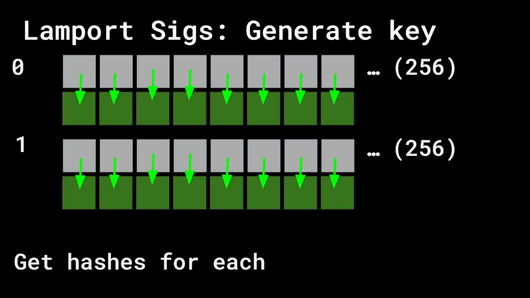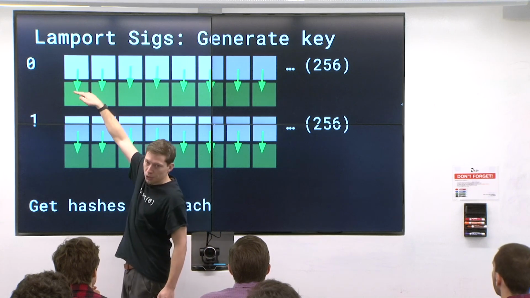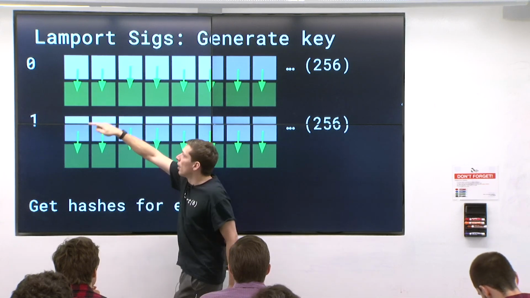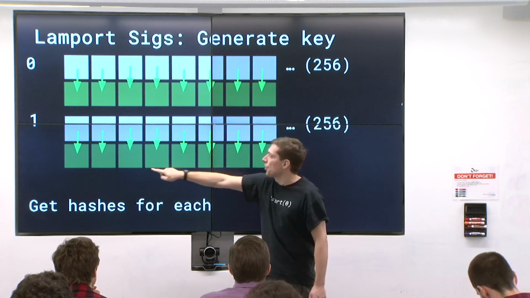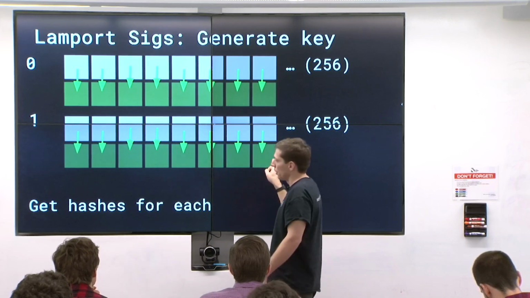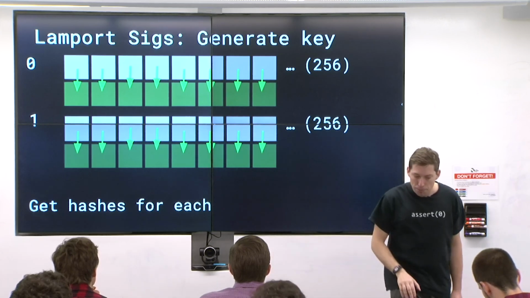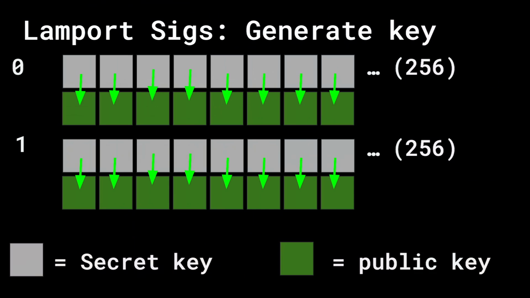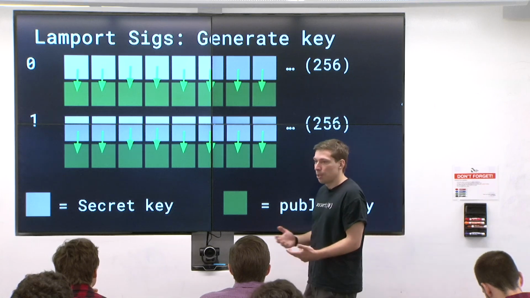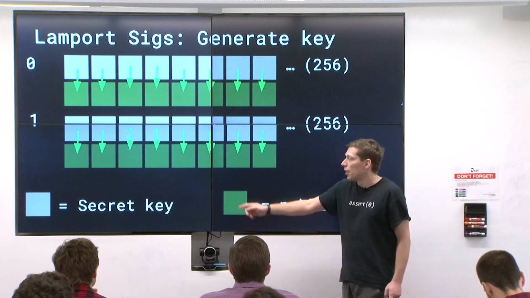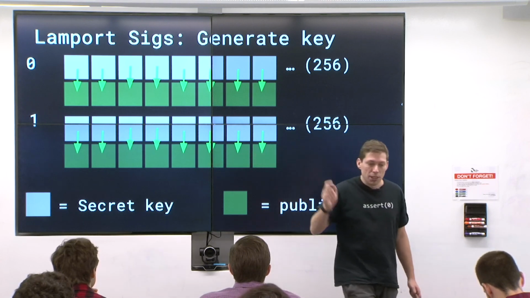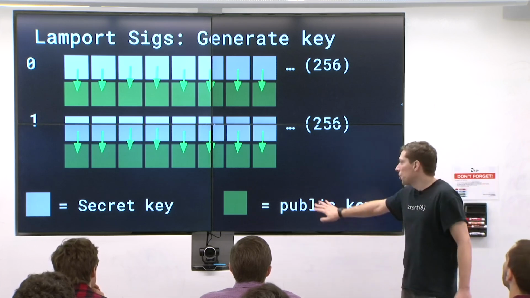Then I want to generate the public key. For each of these 32-byte blocks, I take the hash of it, which will also be 32 bytes. So there's now 512 hashes, 256 on this row, 256 on this row. The green will be my public key, and the gray one is my secret key. They all look the same, like just a bunch of random ones and zeros. The gray ones actually are random ones and zeros. The green ones are actually hashes of all the gray ones. And I publish the green ones.